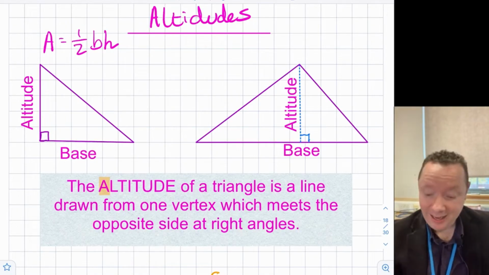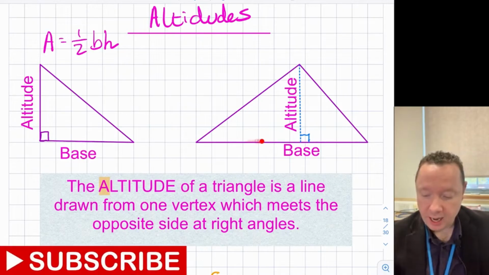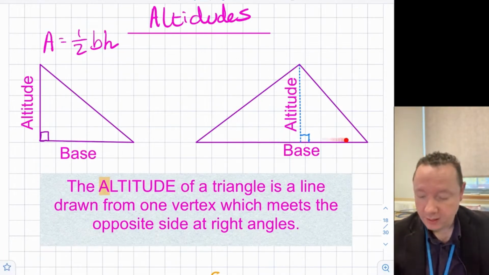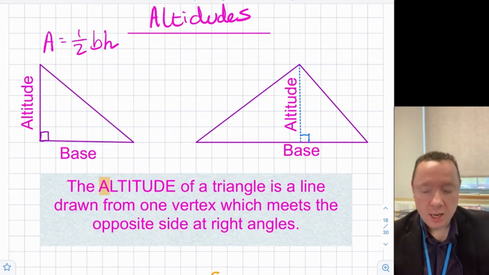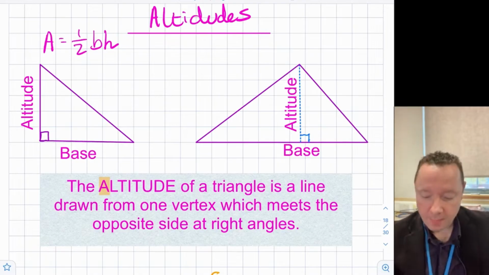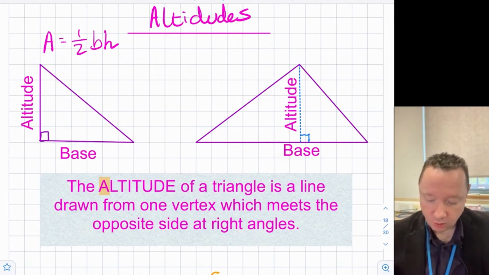Technically, if you take any triangle, looking over here, a non-right angle triangle, it would still be half the base times height for the area, or we could say it's half the base times the altitude. So an altitude is basically the height of a triangle. Let's be more formal about that. The altitude of a triangle is a line drawn from one vertex which meets the opposite side at right angles.